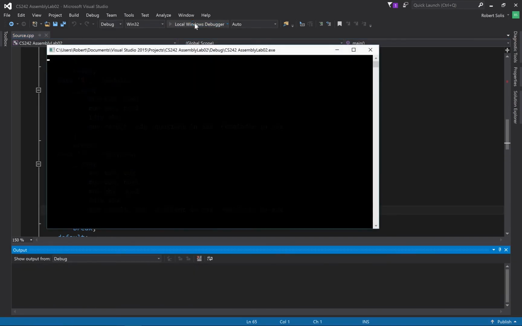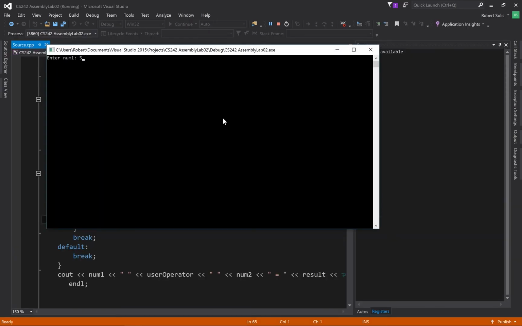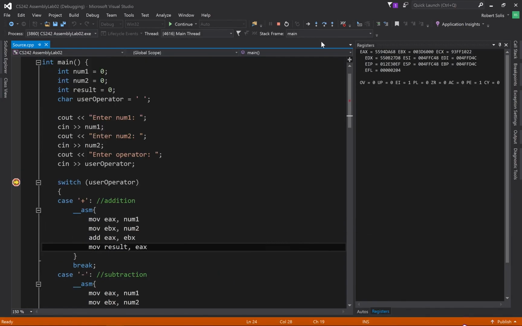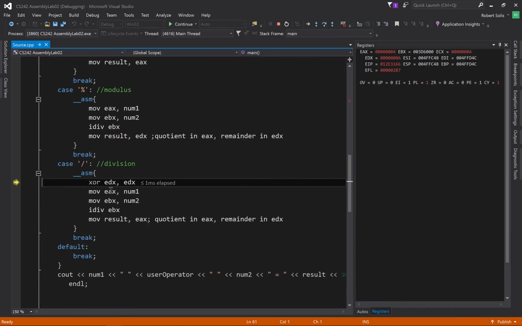All right, let's see if we can generate something with a remainder. So let me run the program again, and I'll say 5, 2, and divide. I want to divide those two. So what is 5 divided by 2? Well, 5 divided by 2 is 2 with a remainder of 1. So let's see how that works out. So I step into the appropriate case. The first thing that I'm going to do is to clear that EDX register just to make sure that it's cleared, because that will hold the remainder. And if there's something in there, well, that's not good. So I got to get rid of the stuff that's in there.